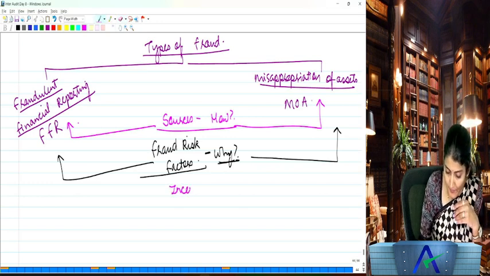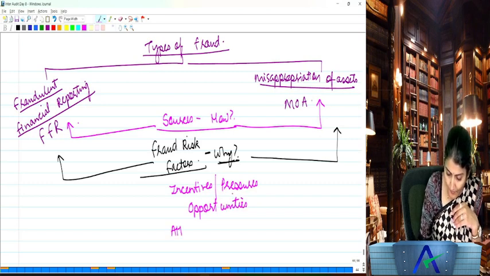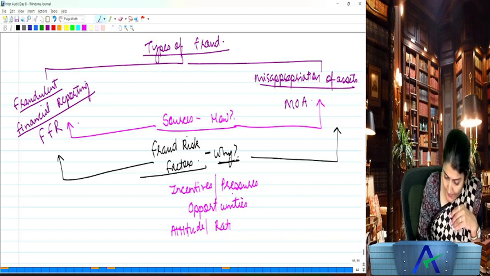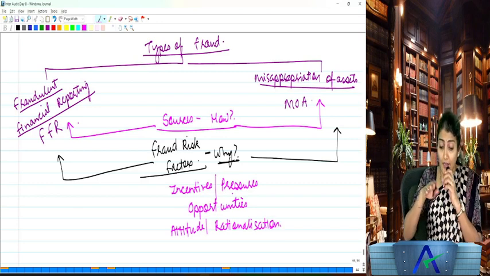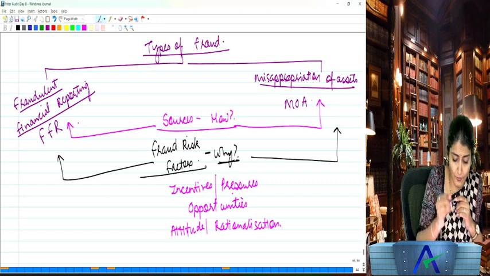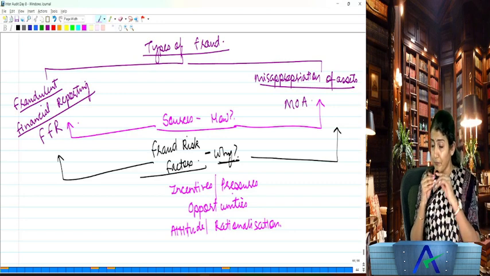What is I? The incentives or the pressures, or there is an opportunity to commit a fraud, or there is an attitude, there is a rationalization to commit a fraud. Right? There is an attitude, there is a rationalization to commit a fraud. Are you all getting this?